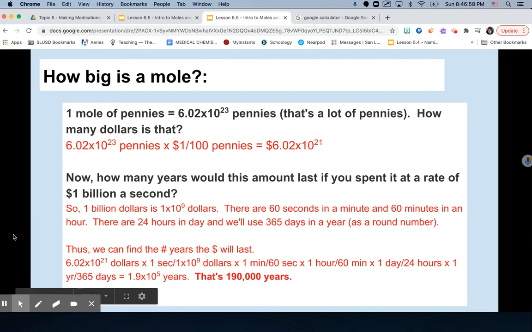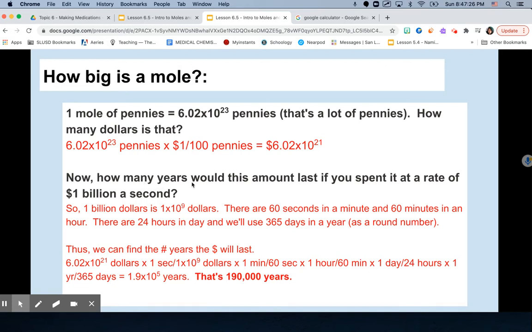Okay, so hopefully that video gave you an idea of how big a mole is, right? So just to add on a layer of that, a fun fact, I did some fun math. If I gave you 1 mole of pennies, or 602 sextillion pennies, if you want to figure out how much money that is, that's this much money, right?